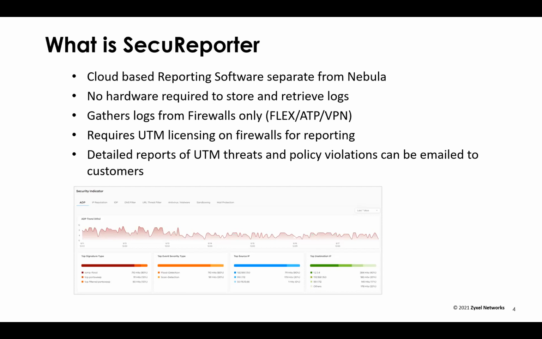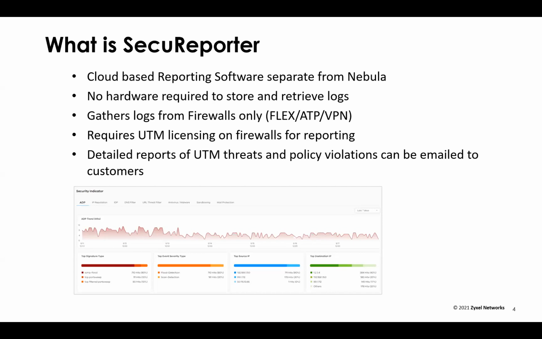So your firewalls, be it the USG Flex, the ATP, or the VPN series, take the logs from your UTM services and send them to our cloud server, where it organizes everything into a nice, neat visual display. There you can search logs for specific violations, or if you needed to see what the trends were over the past week for, say, your IDP, it displays all that information within SecuReporter.